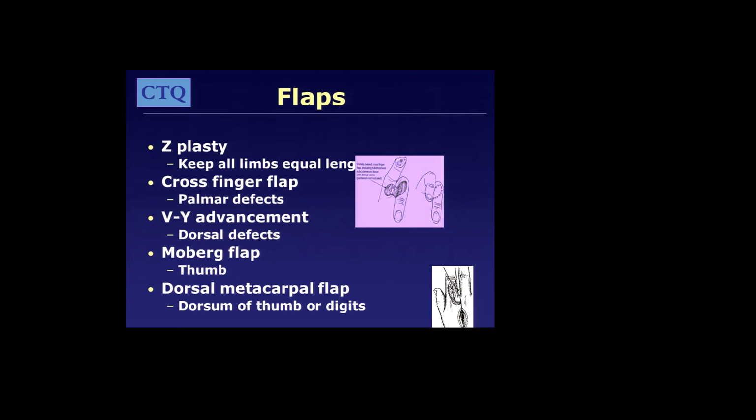Looking at flaps: for Z-plasty, the most important factor is keeping all limbs of equal length. Cross-finger flaps are used to cover palmar defects of an adjacent digit. V-to-Y advancement flaps are characteristically used for dorsal defects of the fingertips. The Moberg flap is indicated for the thumb, and the dorsal metacarpal artery flap is used for coverage of the dorsum of the thumb or digits.